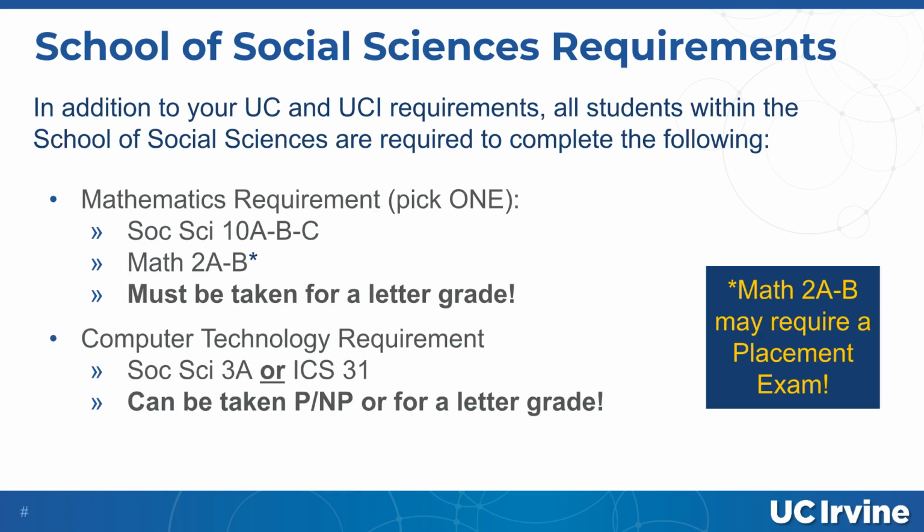First, let us revisit the School of Social Sciences requirements, which were discussed in a previous video. To reiterate, there are two requirements that all social sciences students must fulfill. The first is the mathematics requirement. Language science majors have the option of completing either a statistics sequence or a calculus sequence with 1/4 of statistics. Students who choose the statistics sequence will take Social Science 10 ABC.